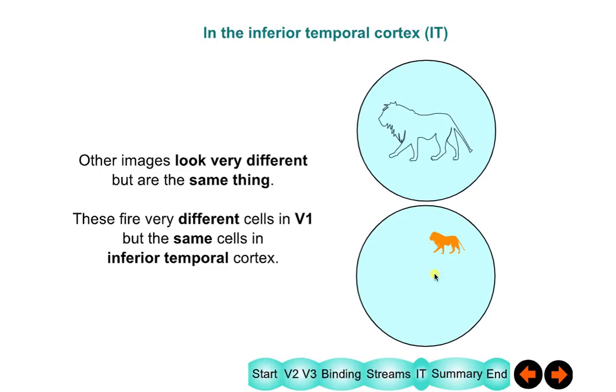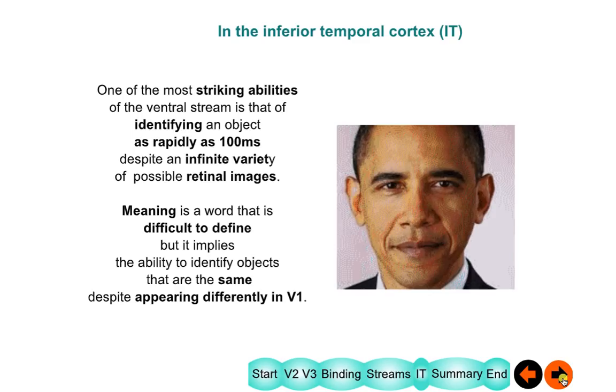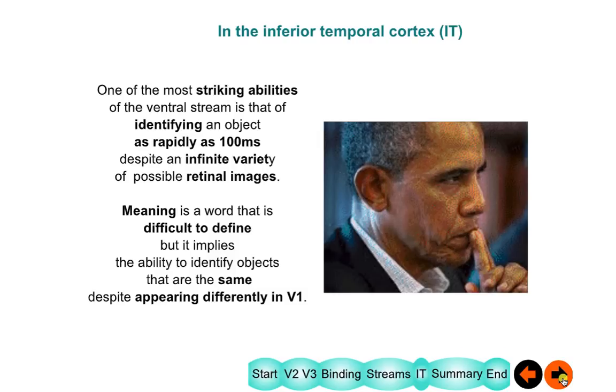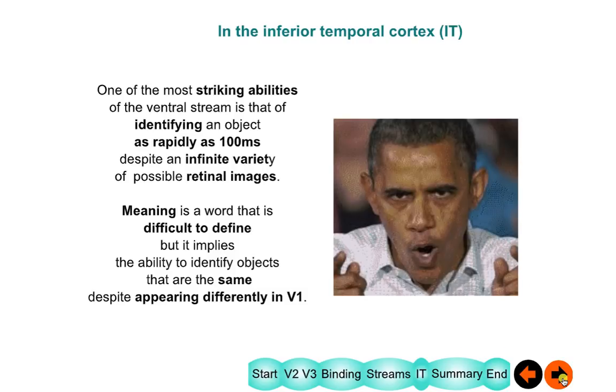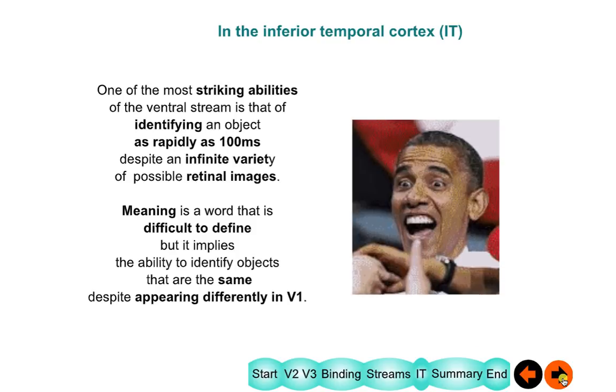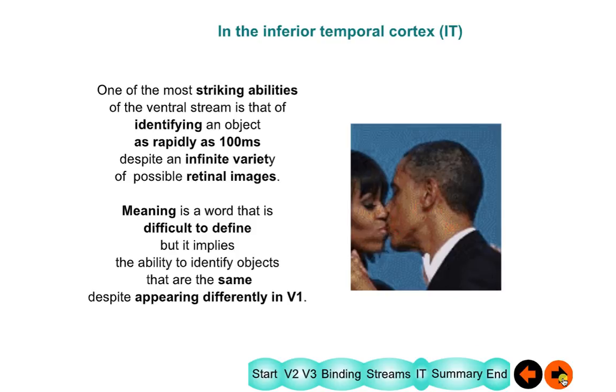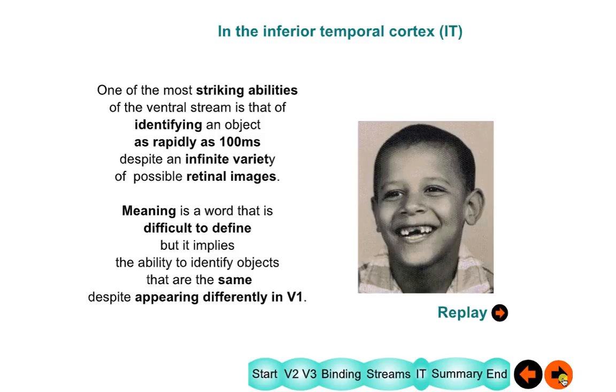Here they light up the whole of V1. Here they light up this tiny little part of V1. But in both cases, the inferior temporal lobe determines it's a lion. So it's a striking ability. All these pictures will cause you to see Obama getting younger and younger. Okay? And it could rapidly recognize that it's Obama in about 100 milliseconds. Okay? So it's a really fast system.